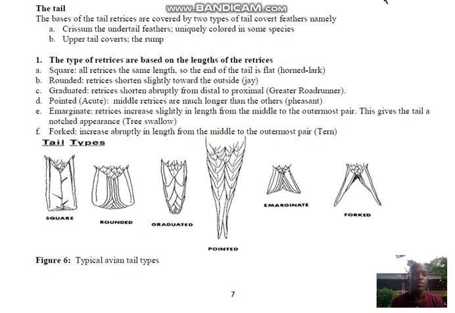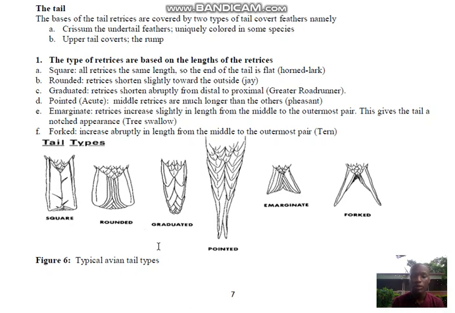As we have already discussed, here are some of those structures. Here is a square tail, rounded, graduated, pointed, emergent, forked. As you can see, the forked is increasing abruptly toward the outside. The emergent is just slightly, and for the pointed, the middle rectrices are the longest. The graduated, they are all gradually increasing in size. For the rounded, the middle ones are the longest, but going outside they slightly decrease in length. And for the square tail, they're almost the same size.